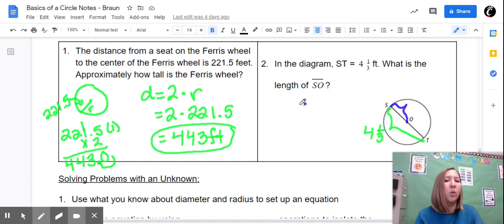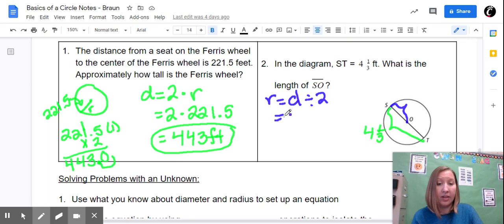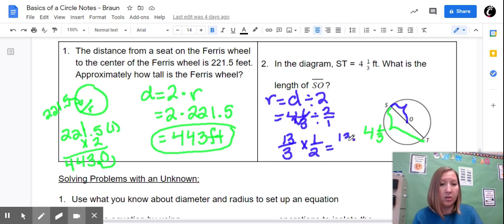SO is a radius, so we know that our radius, we can find that by taking our diameter and dividing by 2. So I have a fraction for my diameter, and that's fine. I'm going to do 4 1/3 divided by 2. But since I've got fractions, I'm going to go ahead and write that as 2 over 1. Then I want to do keep change opposite. But remember, we want to do our check mark because I want to convert this to an improper fraction. So 4 times 3 is 12, plus 1 is 13. So I have 13/3 times, right, keep change, and then I'm going to flip. So I'm going to do 1/2. When I multiply across, I get 13/6. And when I simplify that, 6 goes into 13 2 times with 1 left over. So my answer is 2 1/6 feet.